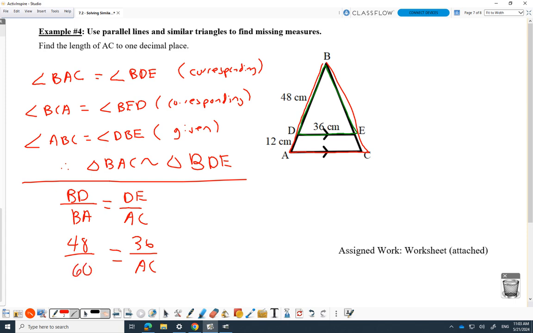And then cross multiply. 48 AC equals 36 times 60. And so AC will be 36 times 60 over 48. You can do that in multiple steps. I like only going to my calculator once. So I like rearranging it all and then just type that into my calculator once it's all done. Is it 45?